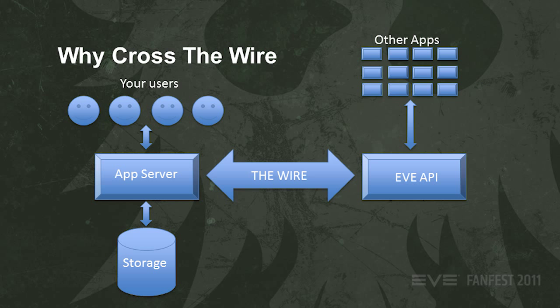This is the scenario that we were talking about. You have an application server and some happy, smiley users, which you want to keep happy and smiley. You have some storage, and you're talking over the wire to the Eve API, which tons of other apps are also talking to.